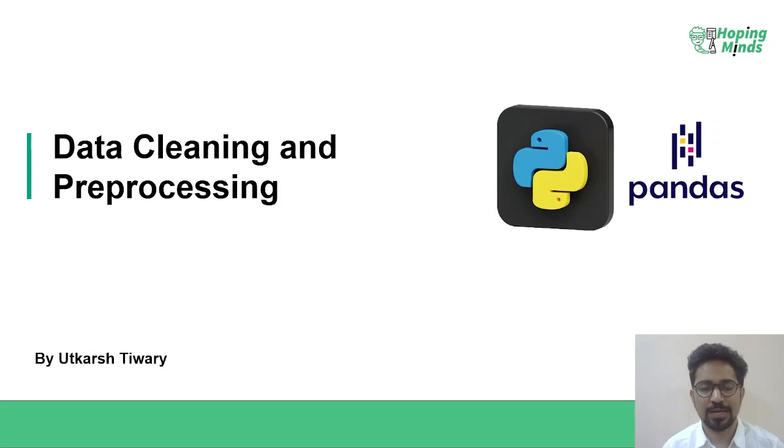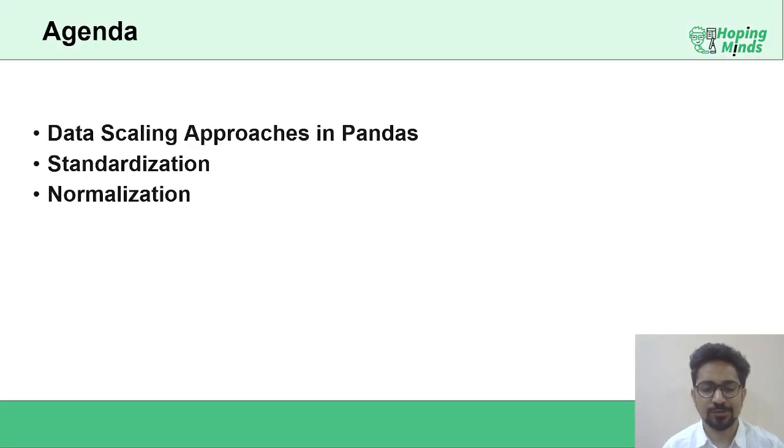So guys, let's have a look at the agenda for this session. The agenda includes data scaling approaches in pandas. Essentially, we'll be focusing on standardization and normalization. We are going to understand the concept and proceed with its implementation in pandas. Till the previous session, we have implemented type conversion, how to handle missing values, and how to handle duplicates. So guys, let's switch to the Jupyter screen.